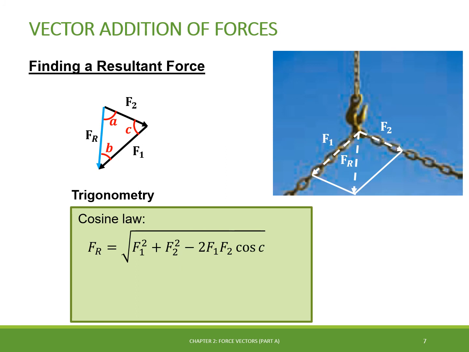If we take the cosine of the angle C and the magnitudes of F1 and F2, we find the magnitude of the resultant force through the cosine law. If we consider the sine of this angle and apply the sine law, we find the other two angles that define the direction of the resultant force.